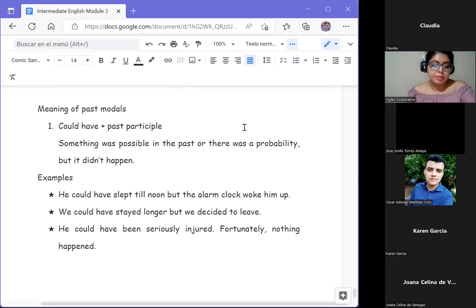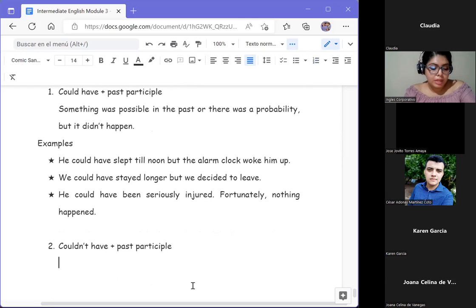Then we have couldn't have plus past participle. This is the number two. This one is the opposite to could have: something was hypothetically impossible. Aquí es lo opuesto, ¿verdad? Esto era hipotéticamente imposible. En cambio, en el primero era algo que pudo haber pasado, pero que al final no pasó. En este no es nada así parecido.